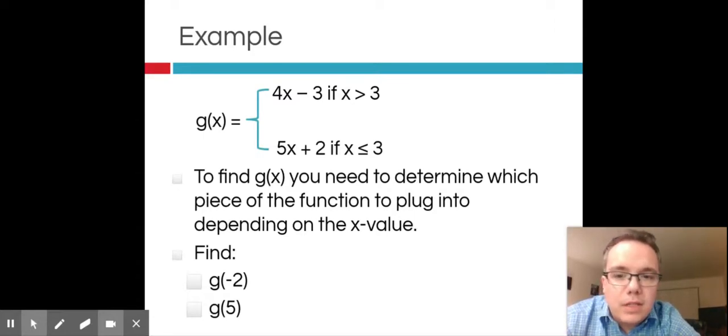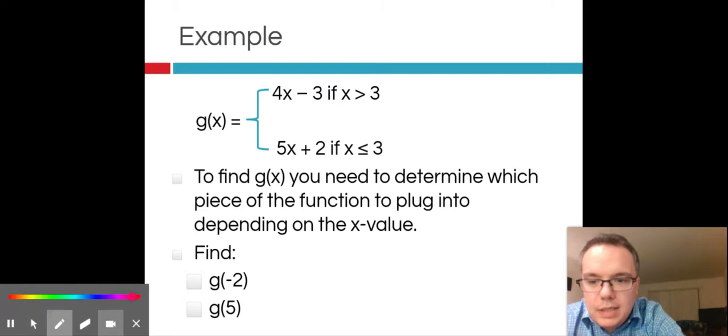g of x equals 4x minus 3 if x is greater than 3. So for all numbers bigger than 3, we're going to use the 4x minus 3. And g of x equals 5x plus 2 if x is less than or equal to 3. So 3 or smaller, we're going to use the 5x plus 2.